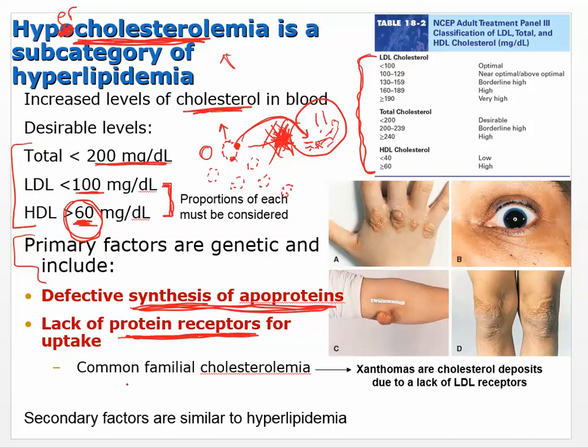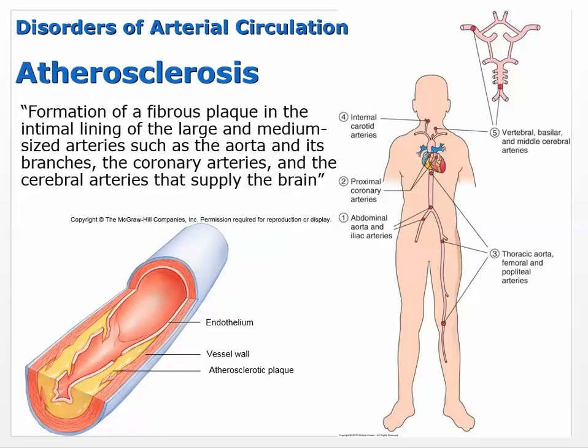So there's, let's see, common familial cholesterolemias, where xanthomas can be formed, and these are people that have so much cholesterol that it's actually forming growths or deposits on their skin or in their eyes, and that's because they're lacking LDL receptors. So I hope you understand that. I'm sure there'll be a test question kind of concerning that. Okay, and then the secondary factors are similar to what we just read about hyperlipidemia.